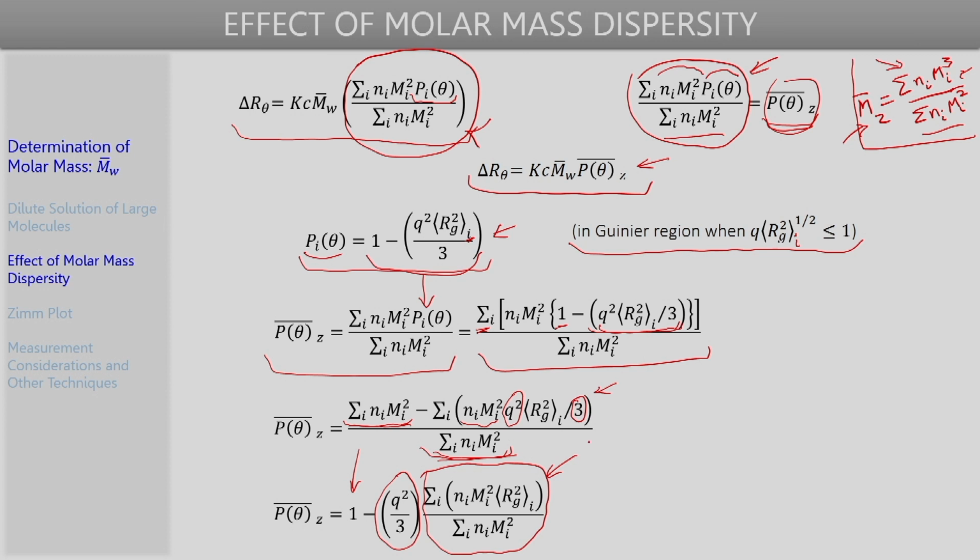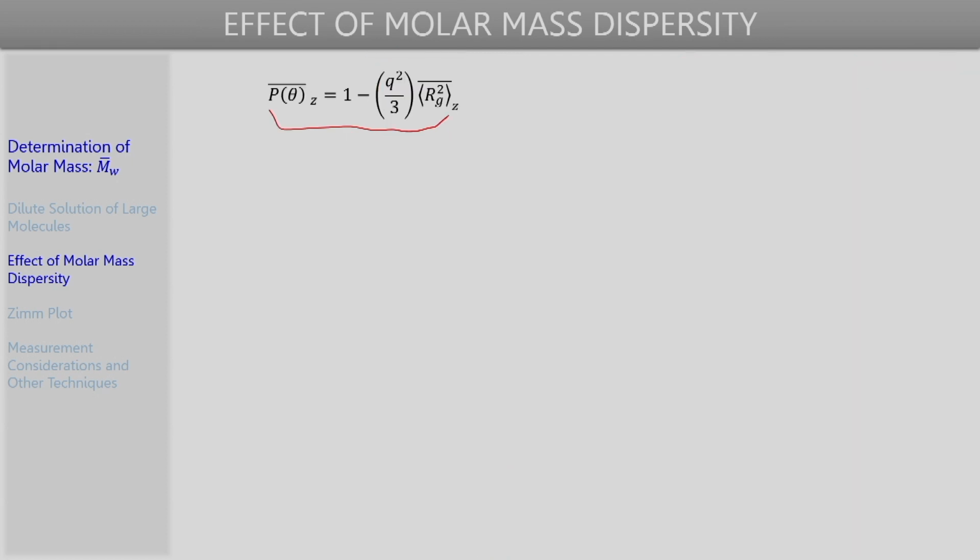So, this corresponds to the Z average of Rg, and that Z average of Rg squared we will represent as Rg squared over bar with a subscript Z. So, this represents the Z average of the radius of gyration of our polymer sample. So, we have this expression for the Z average P(theta) in our case, and next let us see the case where we take the reciprocal of this Z average P(theta).